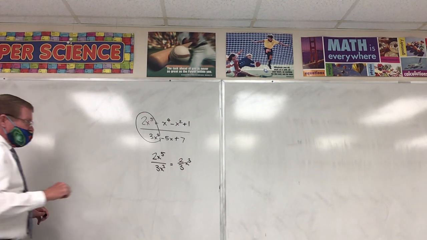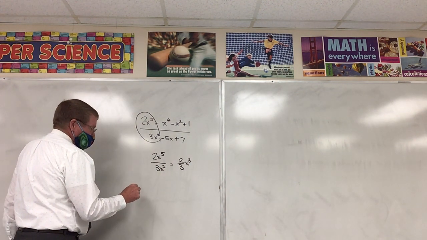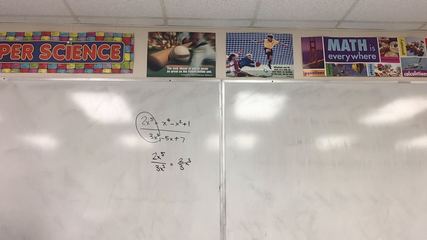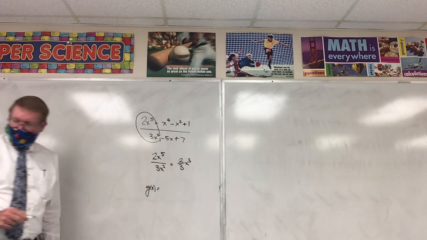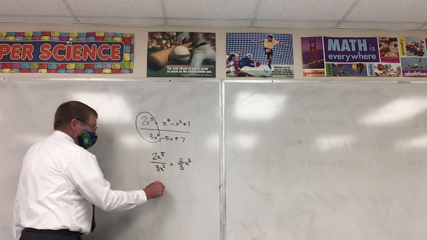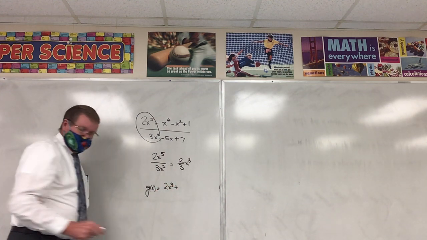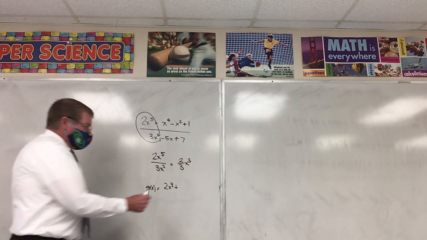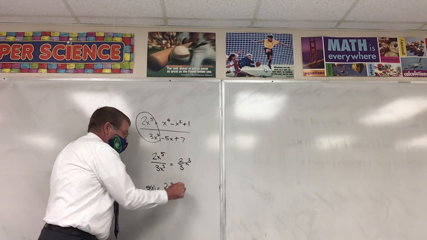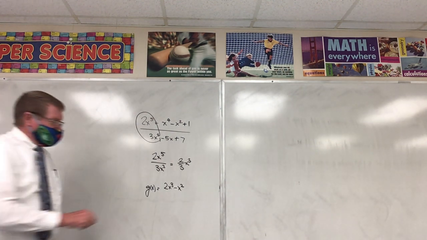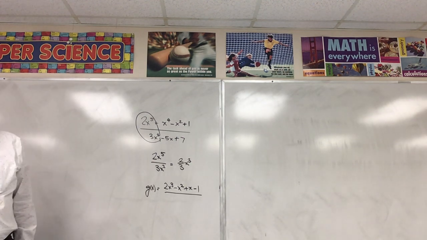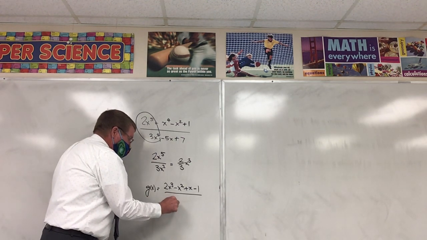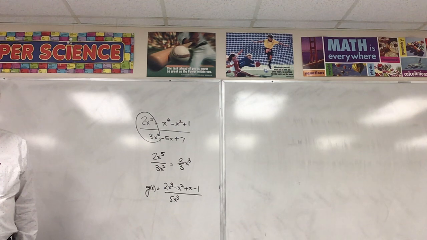If I look at the next one, and we're going to look at this in just a second here. Look at the next one, g of x equals 2x cubed minus x squared, really doesn't matter what that is, plus x minus 1 over 5x cubed plus x squared.